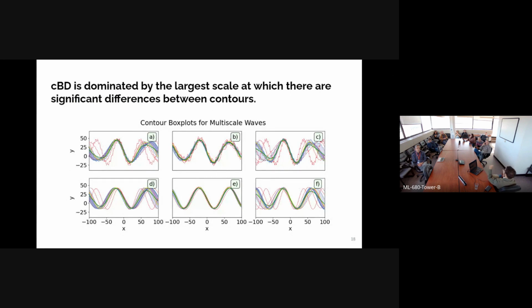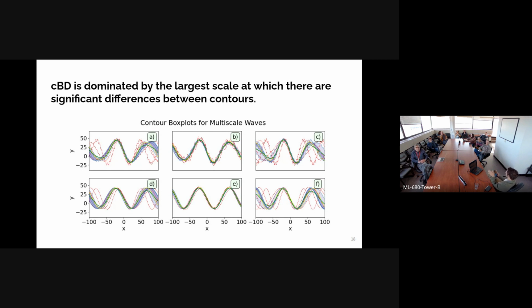Okay. So the main thing from this set of experiments that we found and wanted to point out is that the results of the contour band depth analysis, so this process of ranking all our contours with contour band depth, tends to be dominated by the largest scale at which you have significant differences between contours. And I'll explain a little bit more what I mean by that.